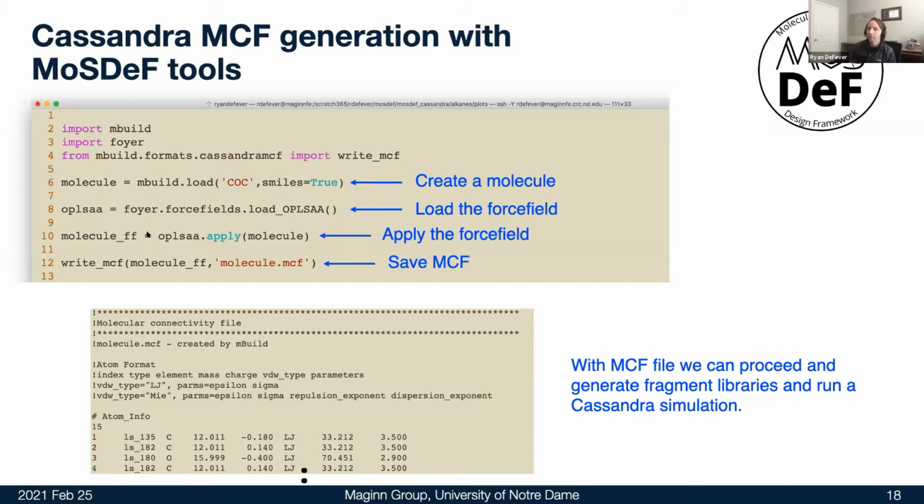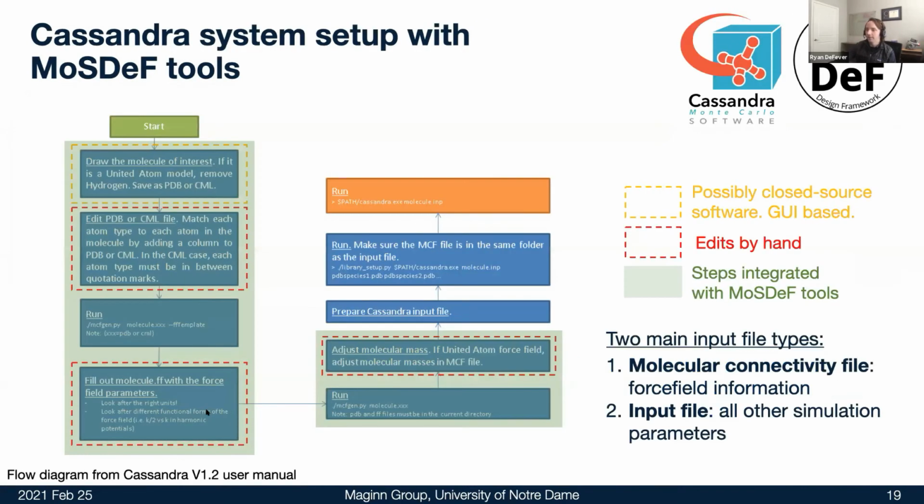We can apply the force field to the molecule we have, and then we can write an MCF file with a single line of code. So now, basically, we can get to an MCF file. We can cover all of these steps that I've covered in green, all with about 5 lines of Python. So that's a nice advancement.